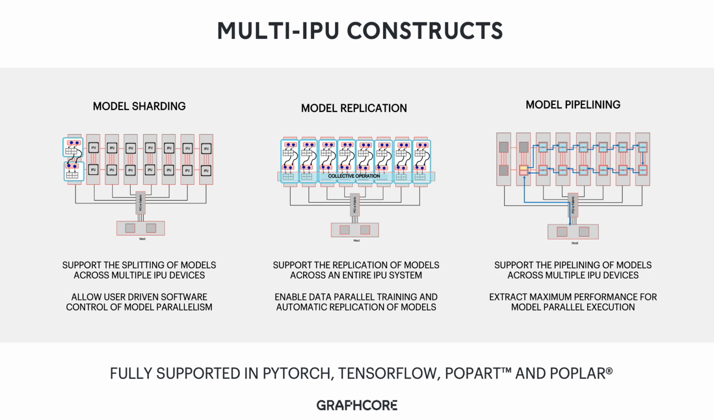Thirdly, model pipelining. To support the efficient use of IPUs, we also have key constructs for model pipelining. These are designed to extract maximum performance from model parallel execution. With this, we can form complex pipelines between multiple IPUs in multiple systems. All these constructs are fully supported in PyTorch, TensorFlow, PopART, and POPLAR today, and form the core capability to enable scalable machine intelligence applications on IPU systems.